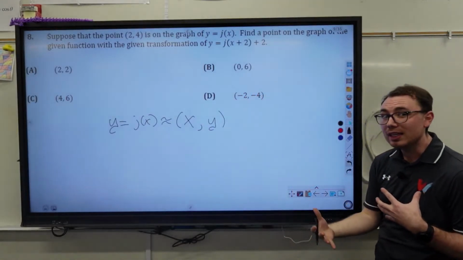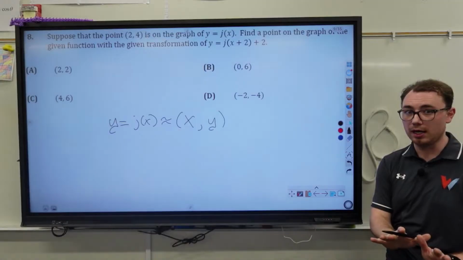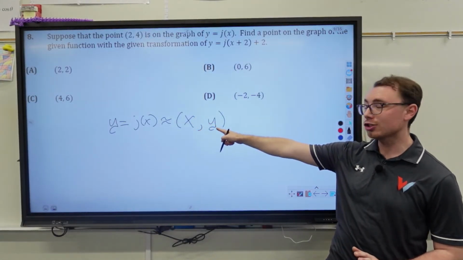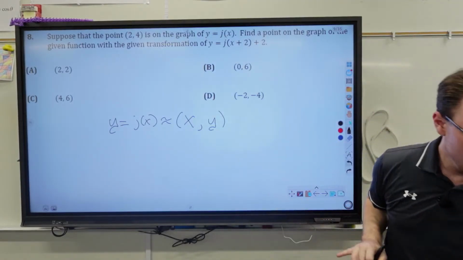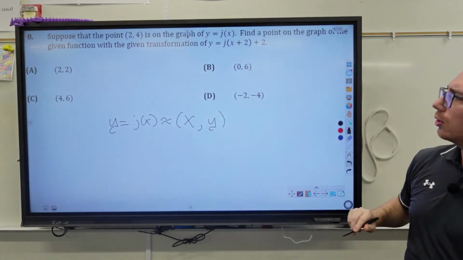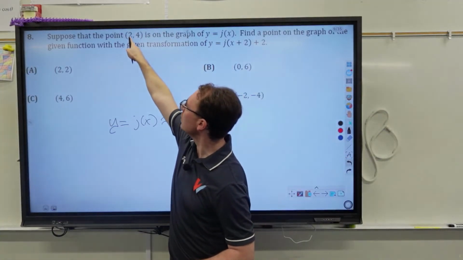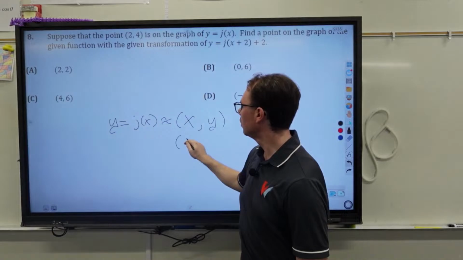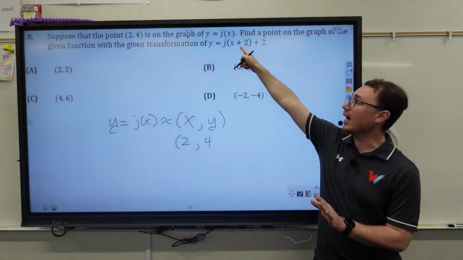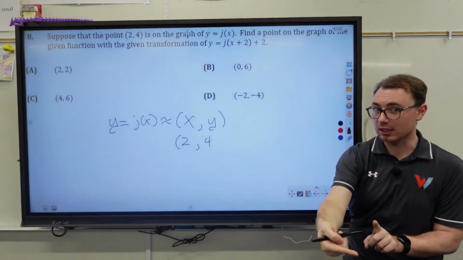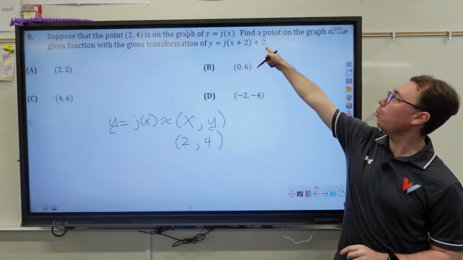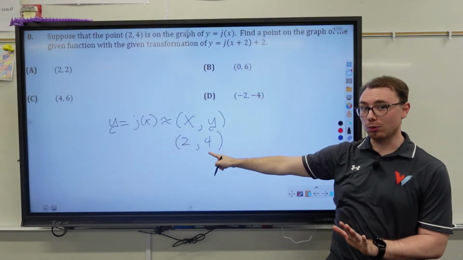But we can create a rule of some kind where we can transform just the x and just the y for this problem. For 8 here, all we want to showcase is that if we're given this point of 2, 4, whatever happens to the x is inversely affecting this x here. Whatever is happening to the y is affecting it directly.